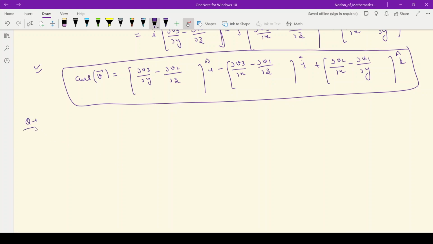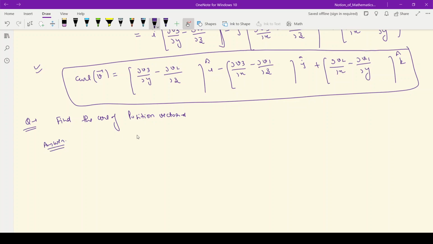Now one question would be discussed here in order to create a better understanding of this topic. The question is: find the curl of position vector.